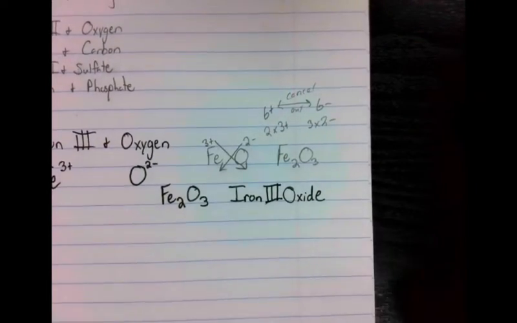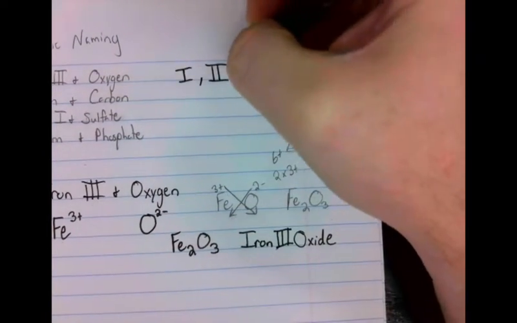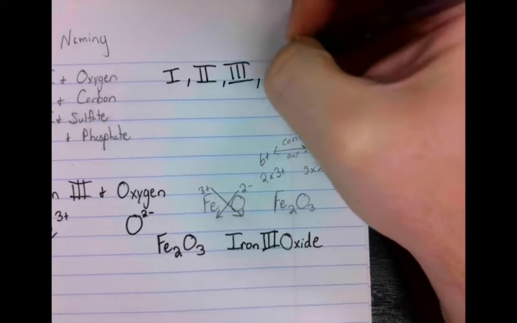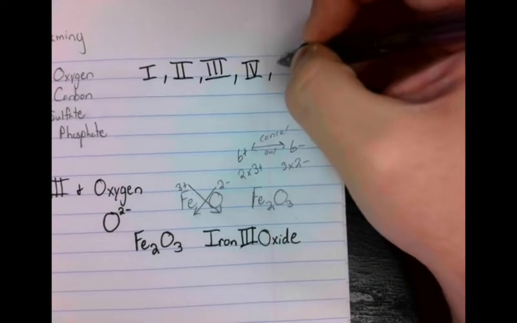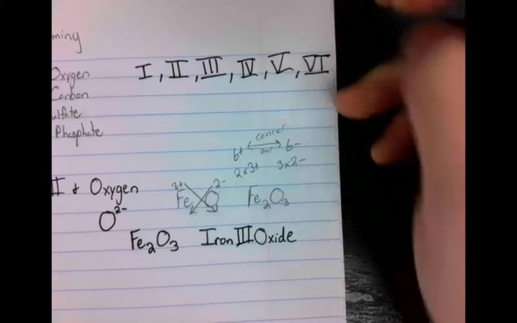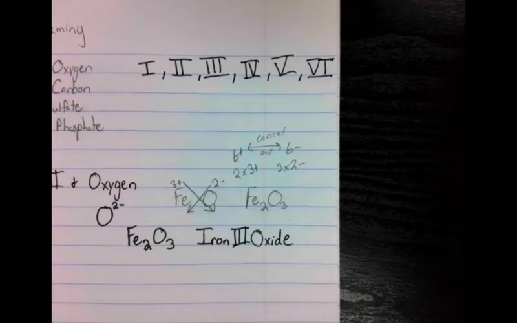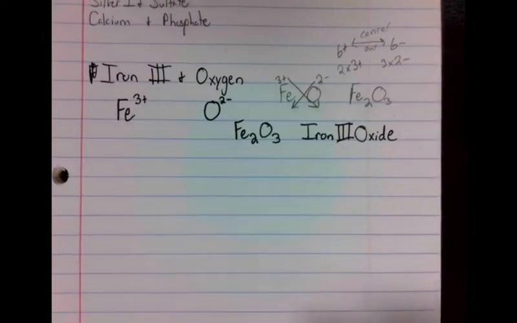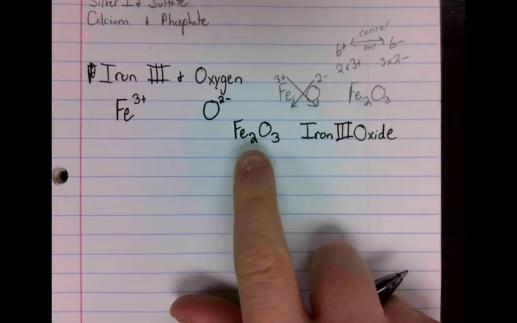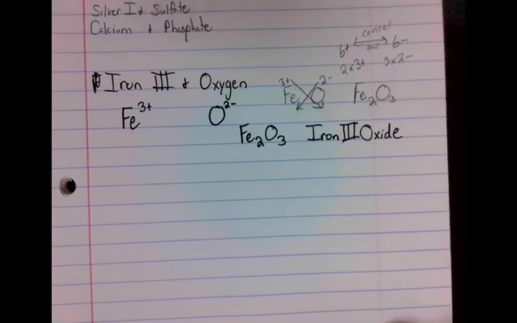And I mentioned this in the other video, but just for reference, it goes 1, 2, 3, 4, 5, 6, and then if you went, 7 would be an extra I, 8 would be an extra I, and we wouldn't really go anywhere beyond that. So iron 3 and oxygen combine, they would make Fe2O3, which is iron 3 oxide.